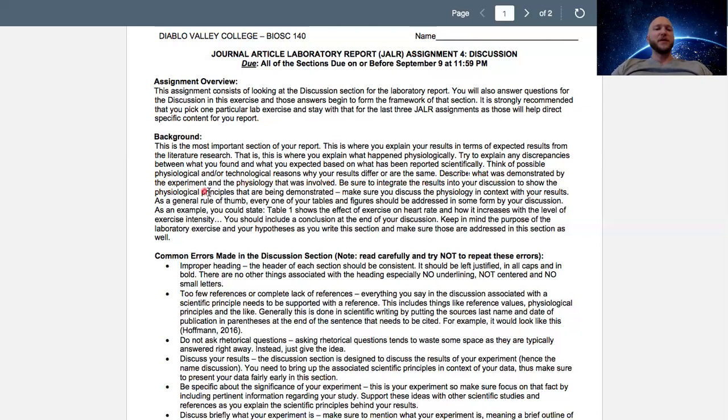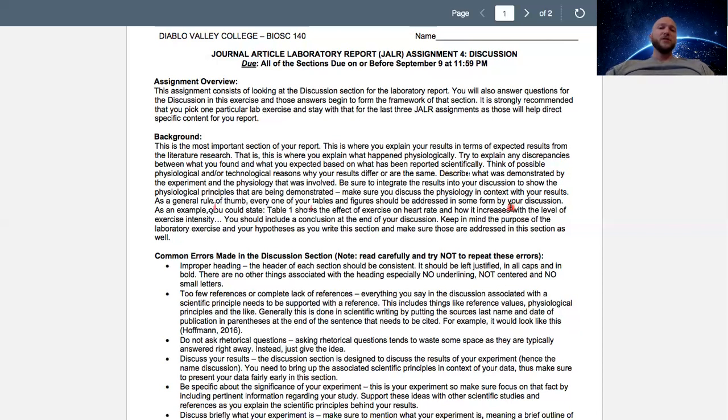Describe what was demonstrated by the experiment and the physiology that was involved. What did we demonstrate with these labs? What is the physiology involved in these labs? Be sure to integrate the results in your discussion and to show the physiological principles that are being demonstrated. Make sure you discuss the physiology in the context of your results. As a general rule of thumb, every one of your tables and figures should be addressed in some form in your discussion. In the discussion, you should reference some background information that you talked about in your introduction.